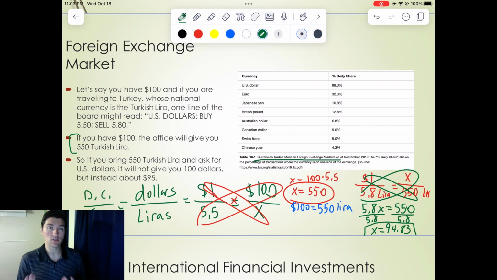Okay, when would be a good time? Because look in here, right? You actually lose in this transaction. You came in with $100, right? And then you got the same lira, 550. But then you left the country with less dollars. So what we're going to look at is the exchange rate could change to where you can actually make more money than when you left. And that's where it gets really interesting.